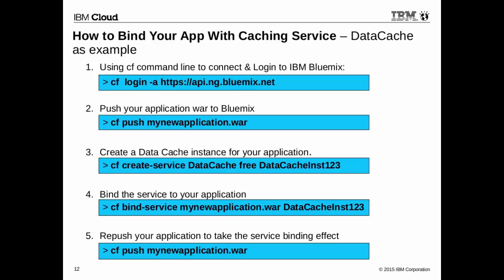If you bind a service to your application while the application is running, you must restart the app using a cf restart command or repush your application so the service binding takes effect. You can also use the Bluemix console to deploy, bind, and test the application with the various services if you so desire.